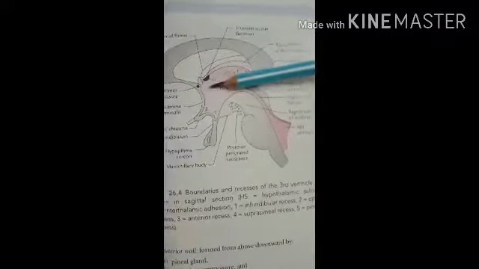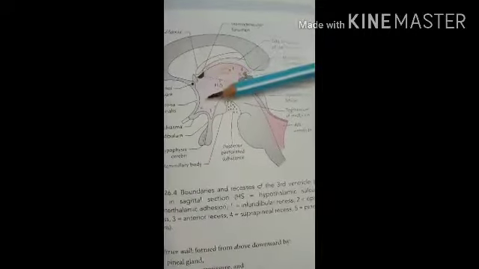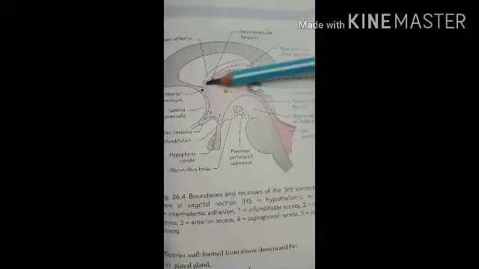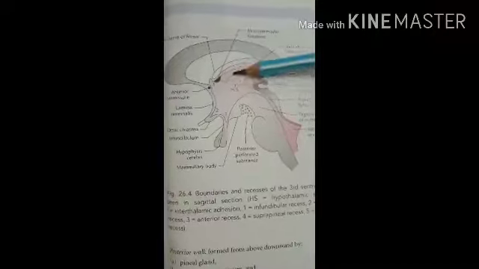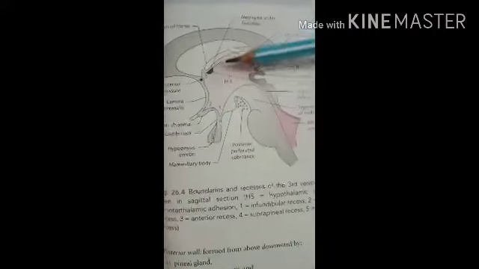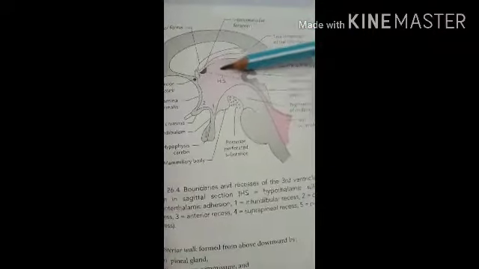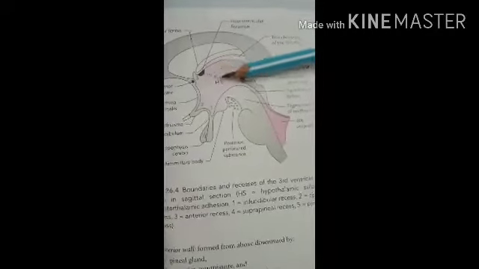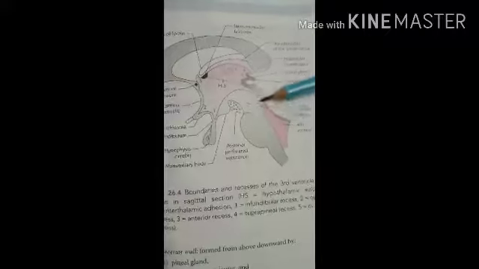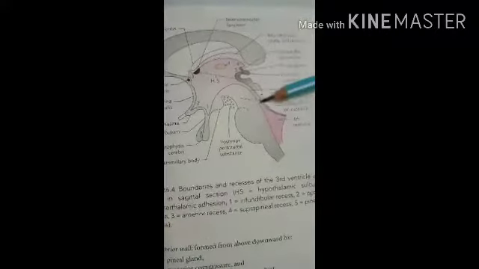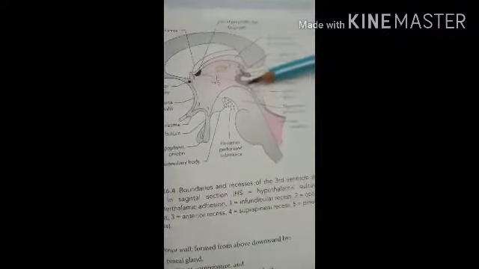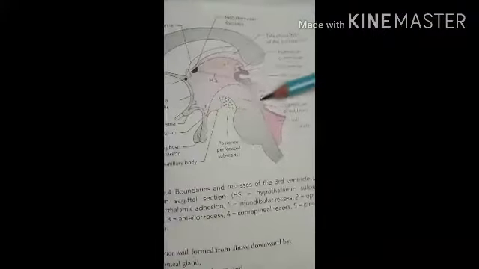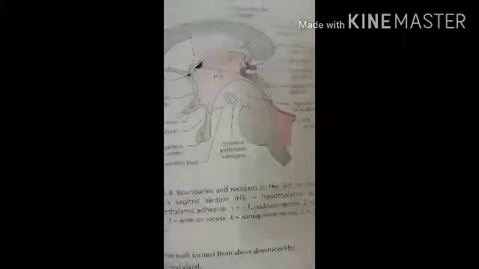Then anteriorly on each side, the third ventricle communicates with the lateral ventricle through the interventricular foramen. Here you can see the interventricular foramen, also called the foramen of Monro, and posteriorly with the fourth ventricle by the cerebral aqueduct. Here you can see the canal-like structure called the cerebral aqueduct.